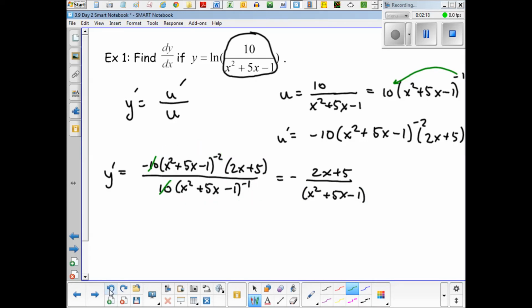Okay, so there it is, our first example of one done with a chain rule. It's not really very difficult to do. Just need the u prime and the u and make a ratio.